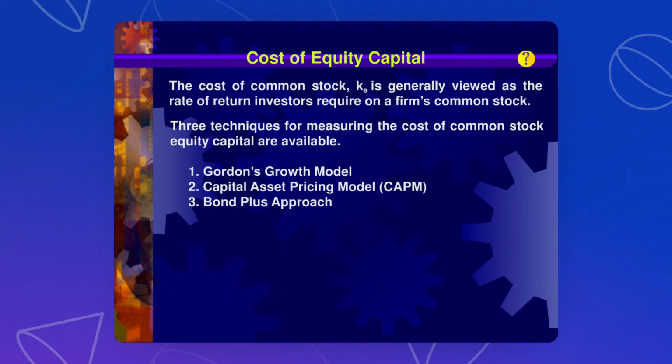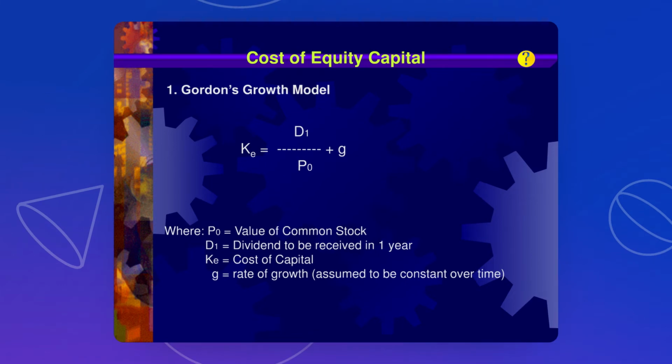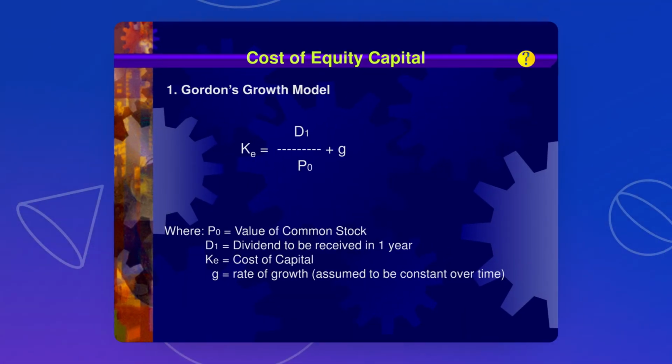So what do we mean by Gordon's growth model? Number one, Gordon's growth model. If you notice, class, it is similar to the formula for the cost of preference, which is dividends divided by your proceeds. But in the cost of equity, in the Gordon's growth model, it should be dividend 1, or the dividend to be received in 1 year. So meaning, class, it is a future dividend. What else is new in the cost of equity? There would be G, or your growth rate. Class, that is what's new, particularly in terms of computing your cost of equity.